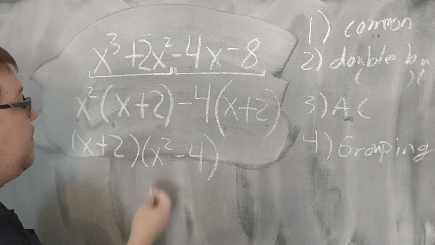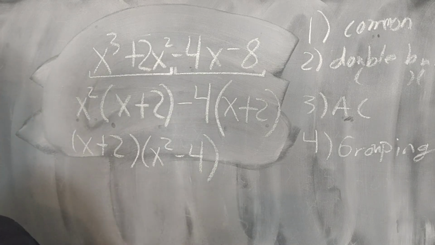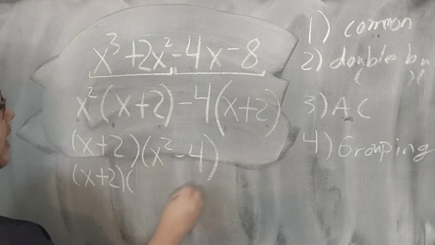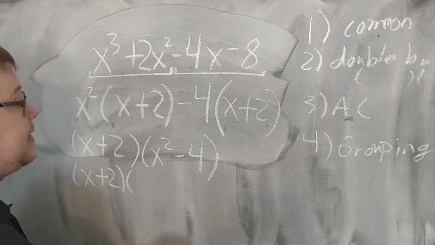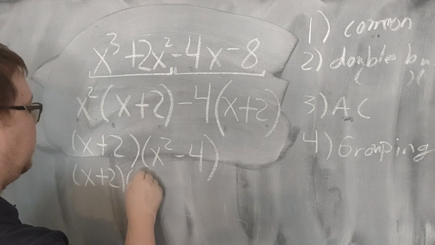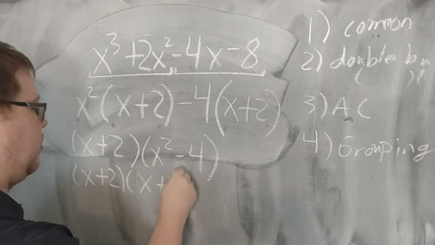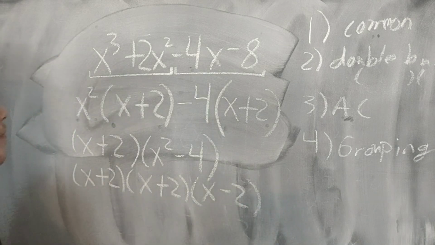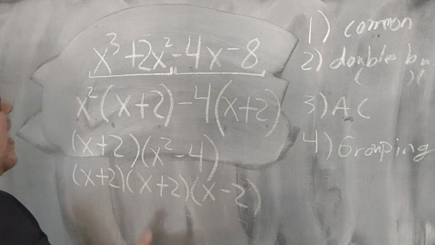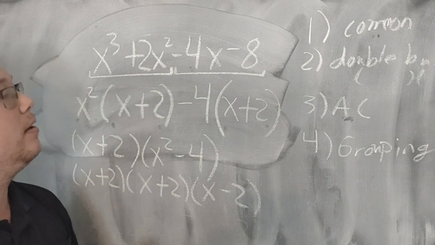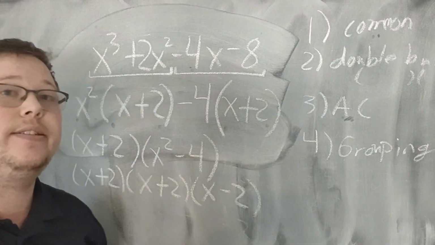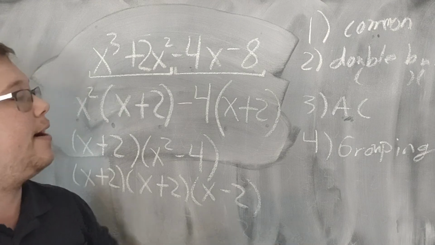From here, we can factor this further, because this is x plus 2, and here, x squared minus 4, that's the difference of two squares. So that's x plus 2 and x minus 2. So here, we can actually factor a cubic. If you have a cubic and common factoring fails, the only choice you have is grouping.